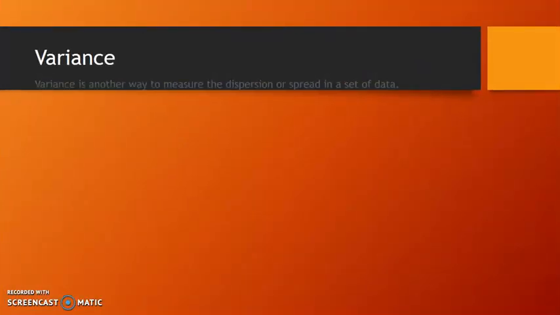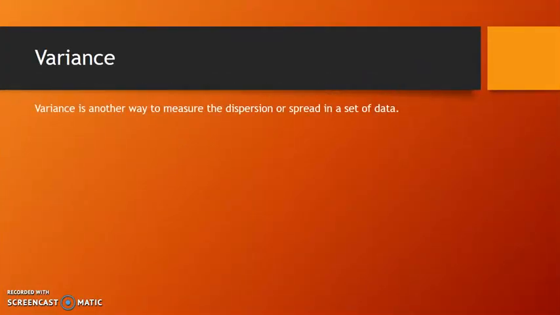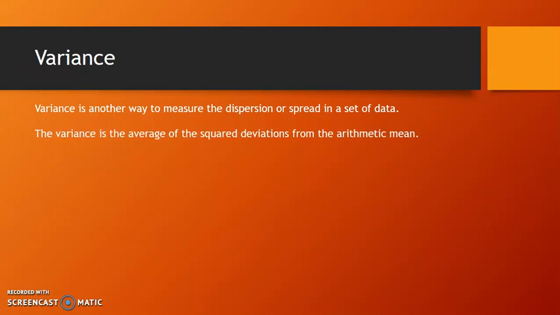Next, variance using discrete data. Now, variance is another way to measure the dispersion or the spread in a set of data. The variance is the average of the squared deviations from the arithmetic mean. Now, simply, this means the variance equals the standard deviation squared. Okay? Or variance equals sigma squared. Sigma is standard deviation.